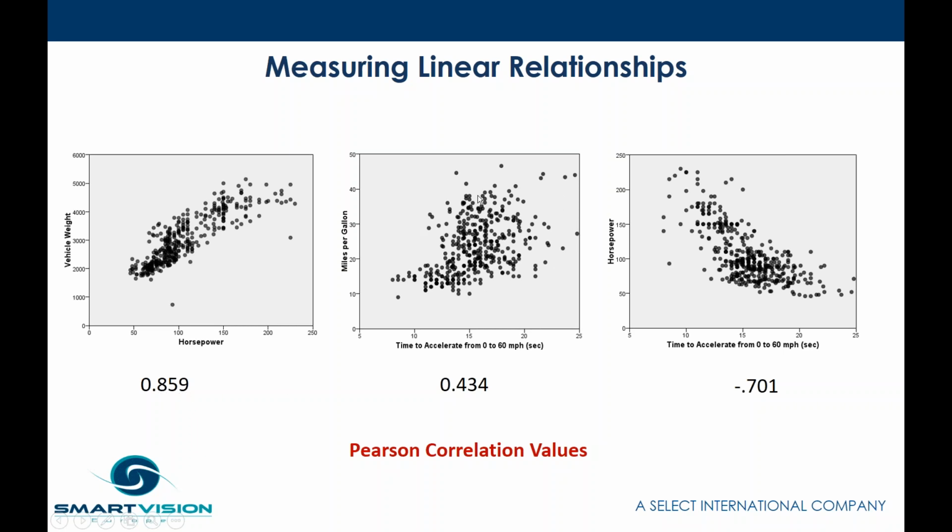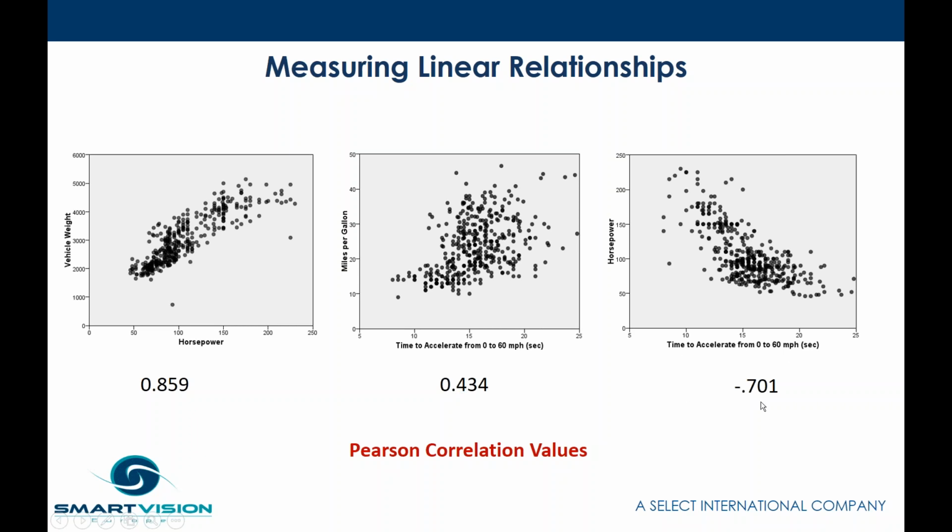Whereas this one is a bit more random in nature. It's the relationship between miles per gallon and the speed with which a car accelerates. So the further up the scale, the slower the car is, because it takes a lot more time to accelerate. And those vehicles tend to have better MPG. But as you can see here, the number is not as close to 1. It's much weaker. It's closer to 0. And the closer it is to 0, the more random the relationship.